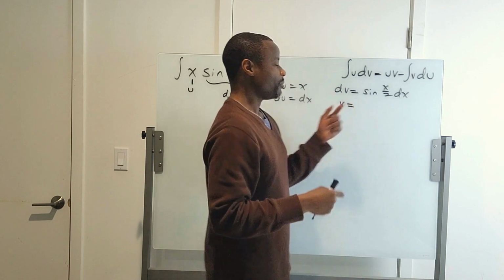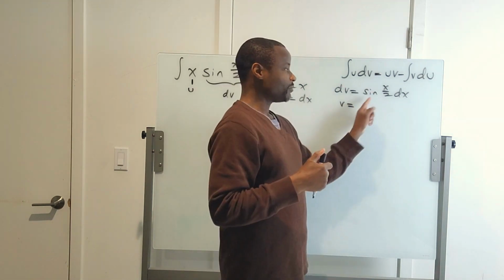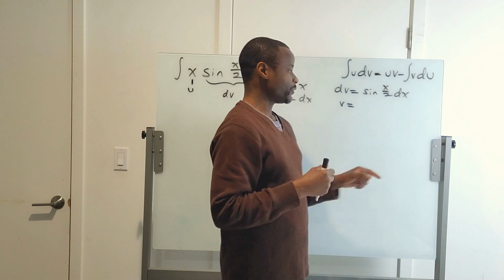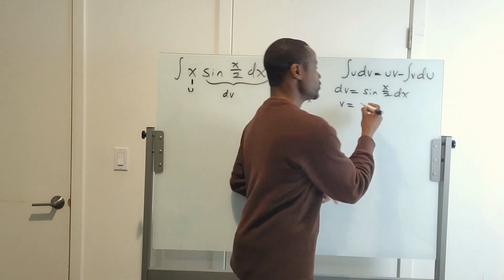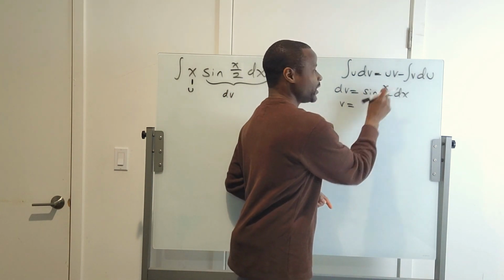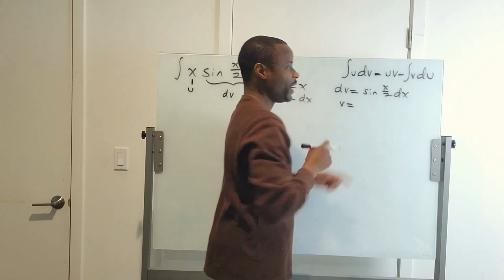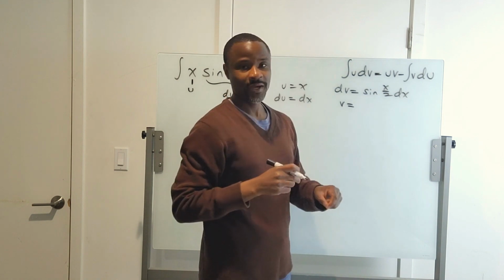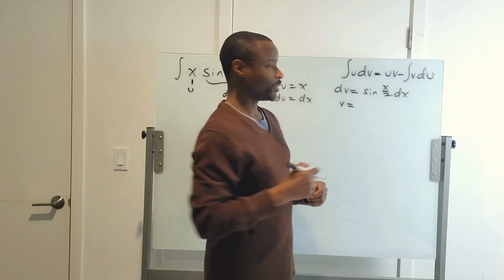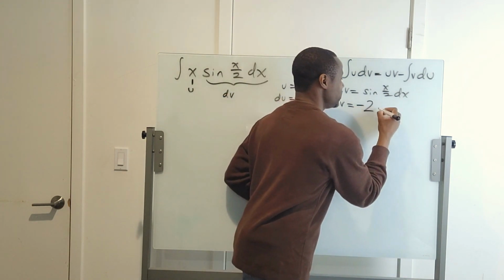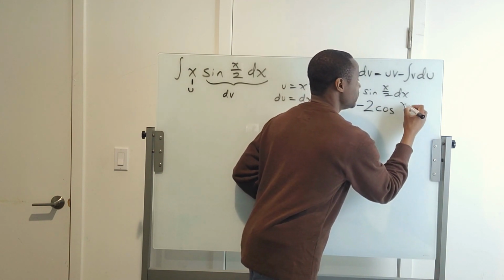Well, integral is the opposite of differentiating. Instead of multiplying by the derivative of x over 2, we're going to divide by it. So it's going to be negative cosine of x over 2 divided by the derivative of that, which is a half. When you divide by a half, you are multiplying by 2. So we're going to double this. So it's going to be negative 2 cosine of x over 2.